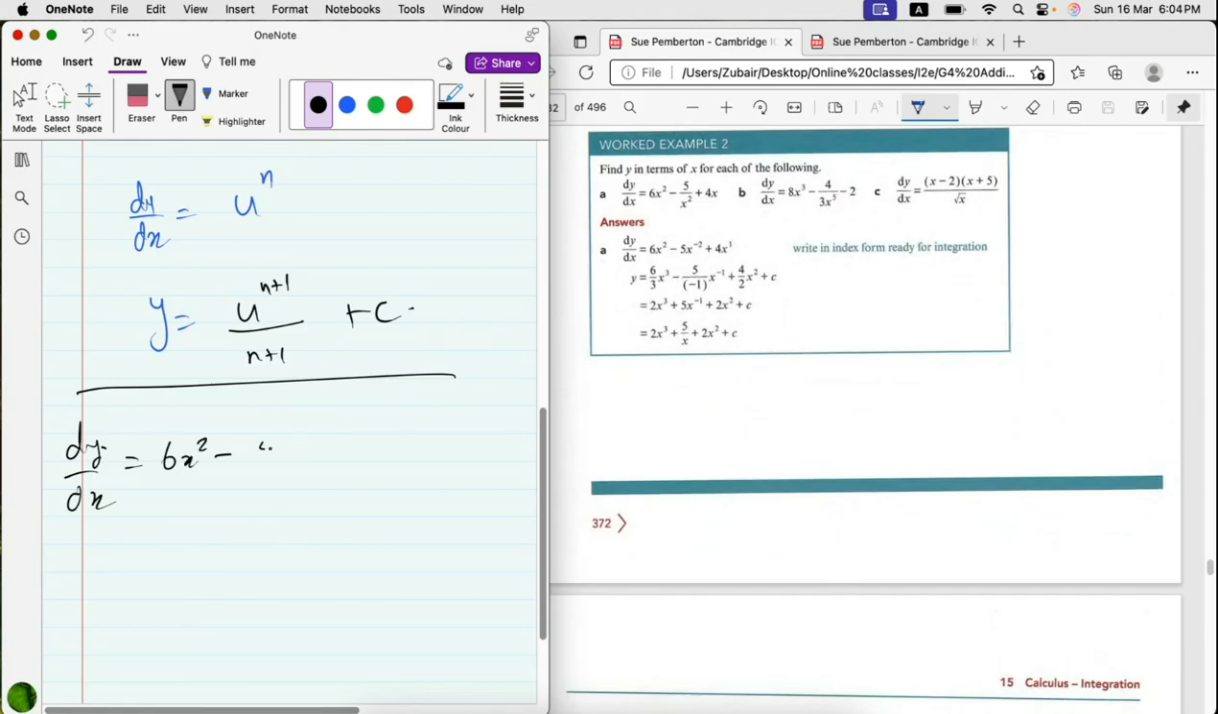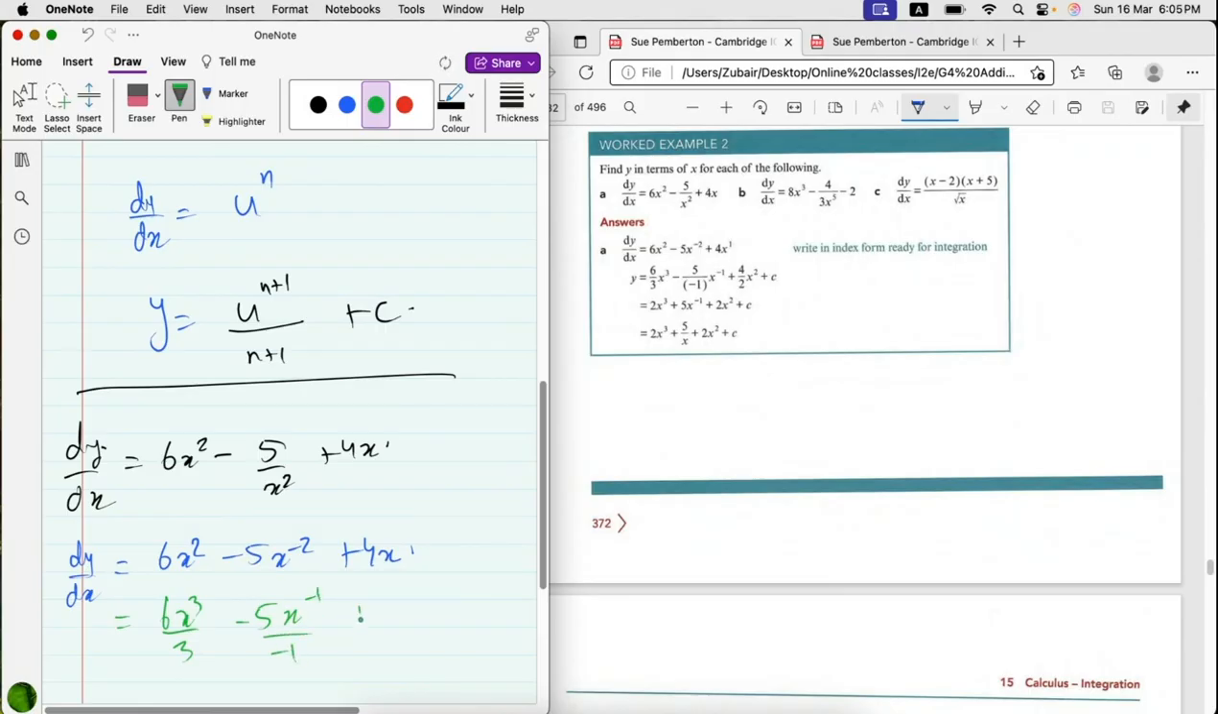So dy by dx, we are doing this for example: 6x square minus 5 over x square plus 4x. Similarly, I have that same practice that I bring things in numerator first and then solve. Okay, now plus 1 in power and divide by power. Differentiation was multiply and minus. This is plus and divide. So 6x cube over 3 minus 5x minus 1 over minus 1 plus 4x square over 2 plus c.